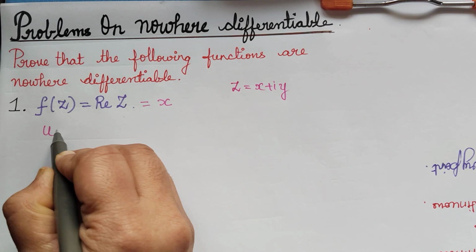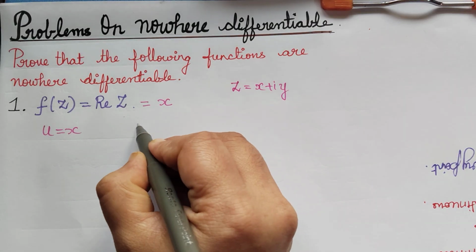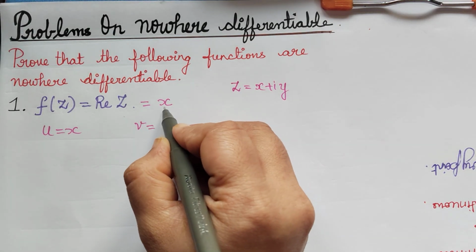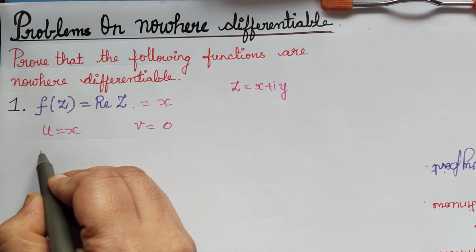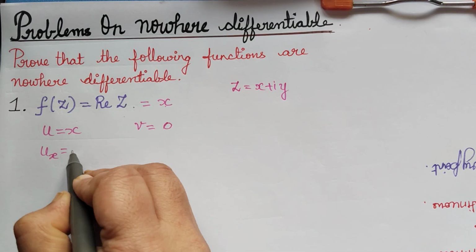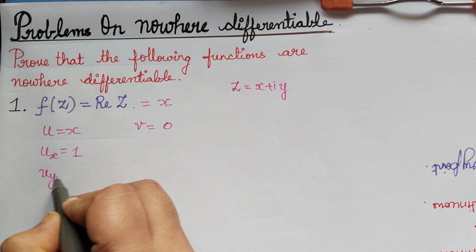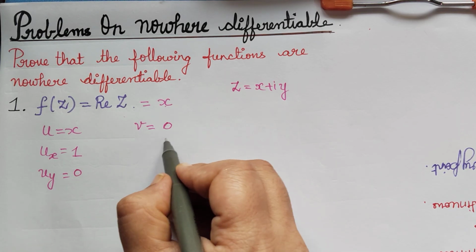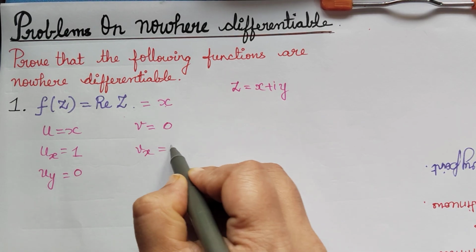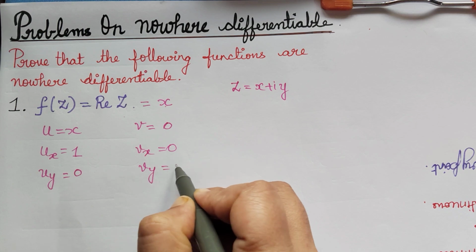For that, first we shall write u and then we shall write v. Now if you see, we have only the real part. So there is no imaginary part and therefore v is 0. And what is ux? 1. What is uy? x will be treated as constant and so it becomes 0. Since v is 0, vx will be 0 and vy will also be 0.